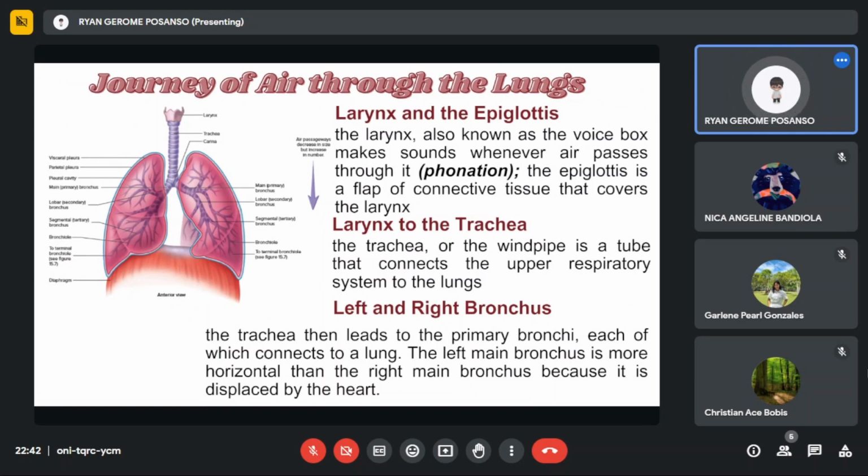Next is the trachea. The air then passes through the trachea, or the windpipe, which is a tube that connects the upper respiratory system to the lungs. Since the trachea extends to the bronchi, that is the next passageway. The trachea then leads to the primary bronchi, each of which connects to a lung. The left main bronchus is more horizontal than the right main bronchus because it is displaced by the heart, as said by the reporter earlier.